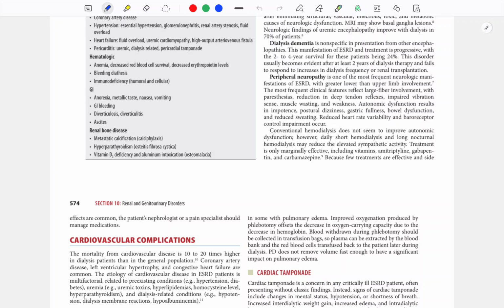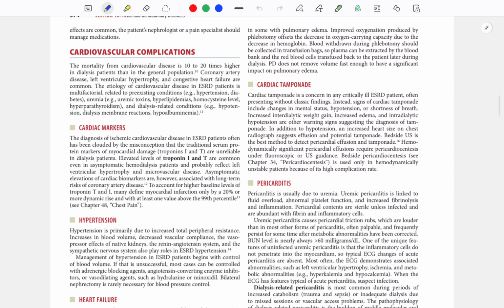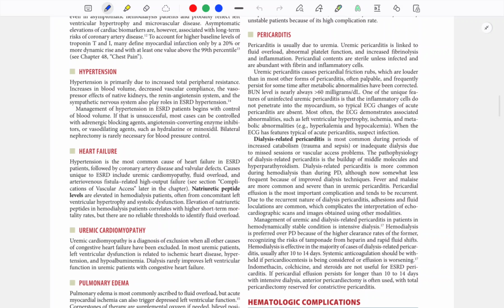Next, it causes beta 2 microglobulin amyloidosis, A beta 2 amyloidosis. What are the complications of dialysis? So inadequate flow, infection, bleeding, ulcerated fistula, vascular access aneurysm, and pseudoaneurysm.